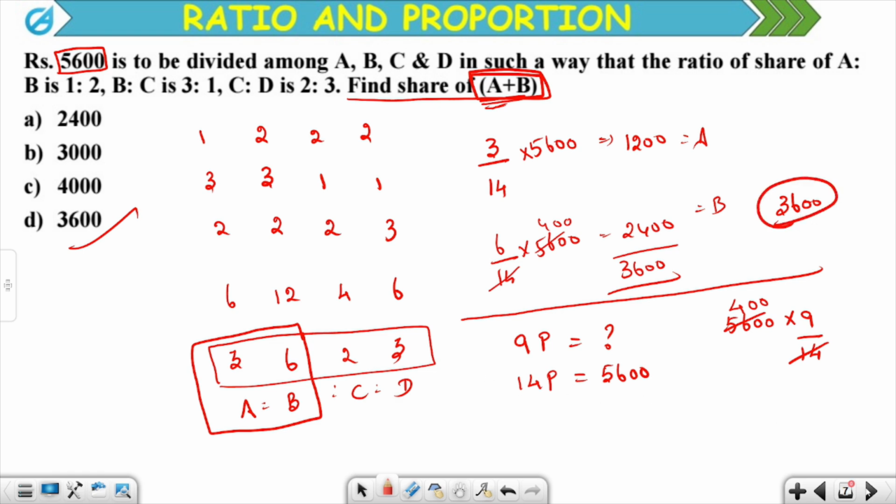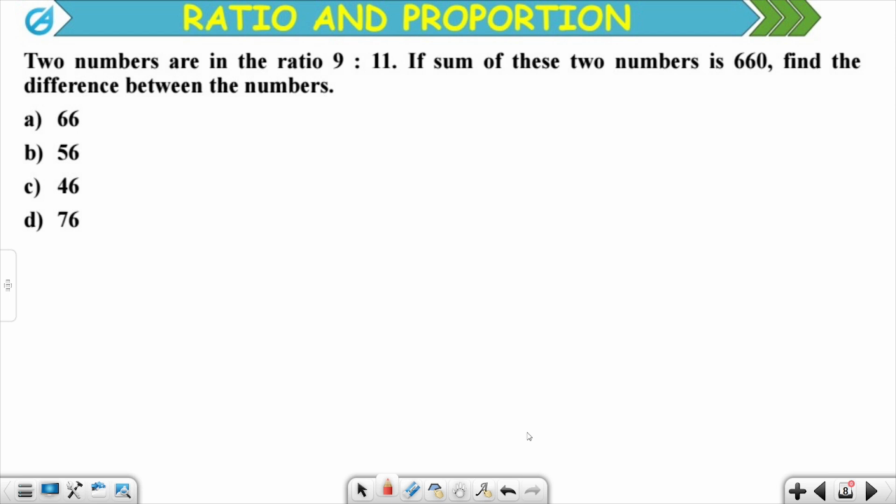Okay. Next one. Two numbers are in the ratio 9 is to 11. If the sum of these two numbers is 660, find the difference between the numbers. Okay. Again, instead of going with the long method, of working out what 9 parts and 11 parts are, we'll solve it in an easy way. The sum of the numbers is nothing but the sum of the ratio. What is 9 plus 11? 20 parts. And what they are asking you to find is the difference between the numbers. The difference between the numbers is nothing but the difference between the ratio. What is the difference between 11 and 9?